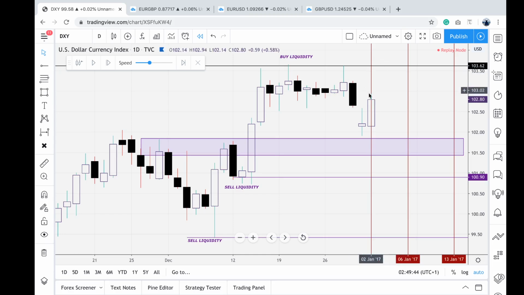Now to validate our turtle soup, we want to see price trade through this level and quickly pull back into the range. If price trades through that level and does not quickly pull back into the range, then that is not a turtle soup, that is a breakout. Okay, so currently my bias is short-term bearish because we're at a premium level.